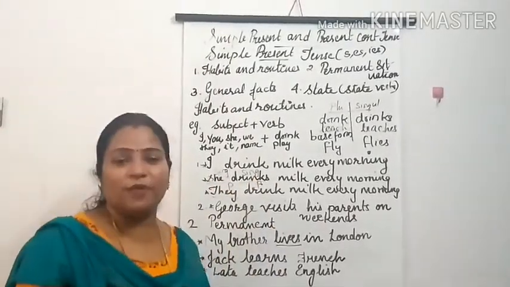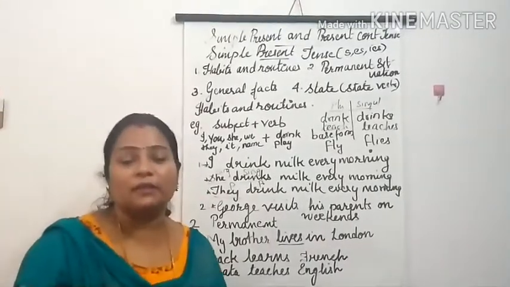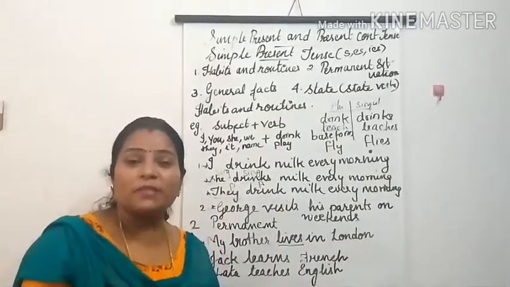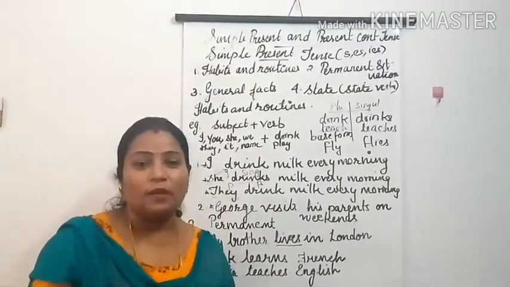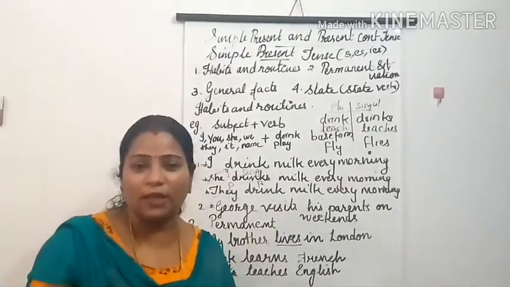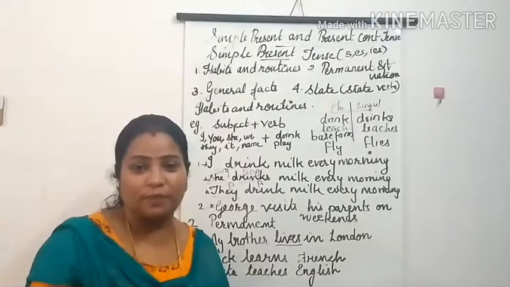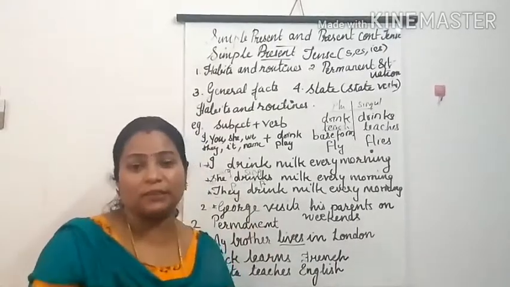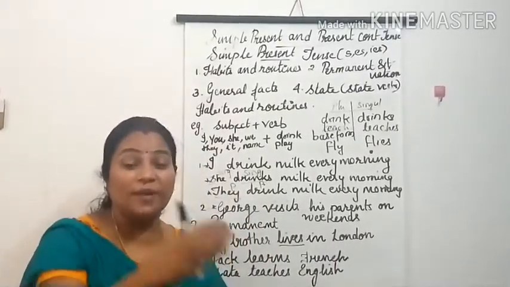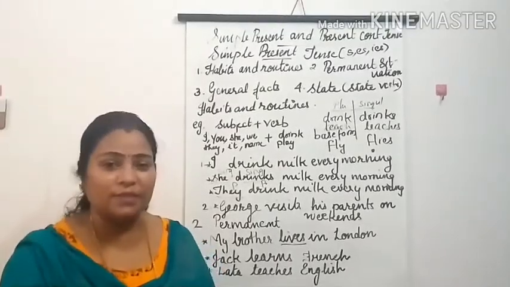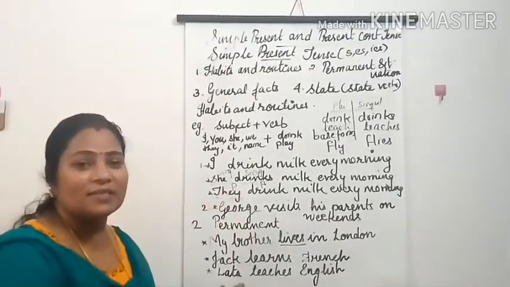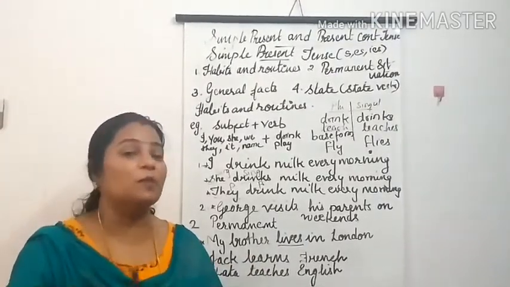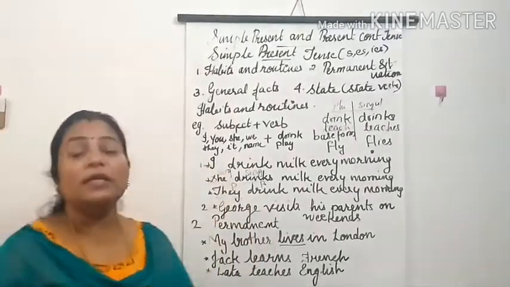I drink milk every morning. Now, this is an action that is repeated. In simple present tense, we talk about repeated action. Now, when I say I drink milk every morning, that means it is an action that is repeated. I'm drinking today morning, tomorrow morning, the next day morning. So, it is a repeated action. And that repeated action becomes a habit. And in such cases, we use simple present tense. The repeated action that becomes a habit is used with the simple present tense.